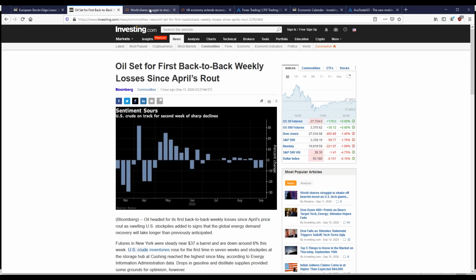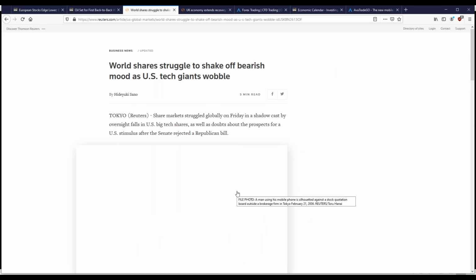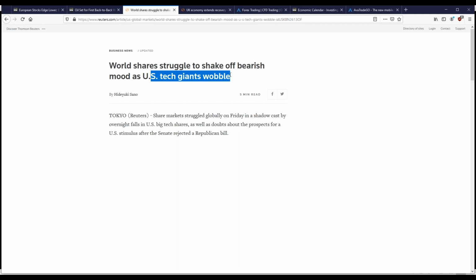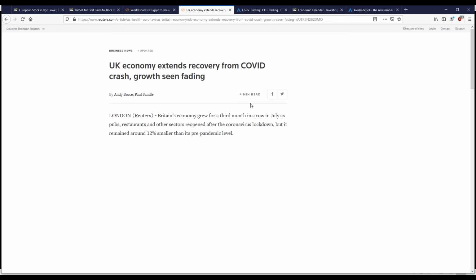So that's some fundamental news to be aware of. World shares struggle to shake off bearish mood as U.S. tech giants wobble. So we keep seeing some bearish headlines, some negative sentiment headlines. And UK economy extends recovery from COVID, but the crash is seen fading.